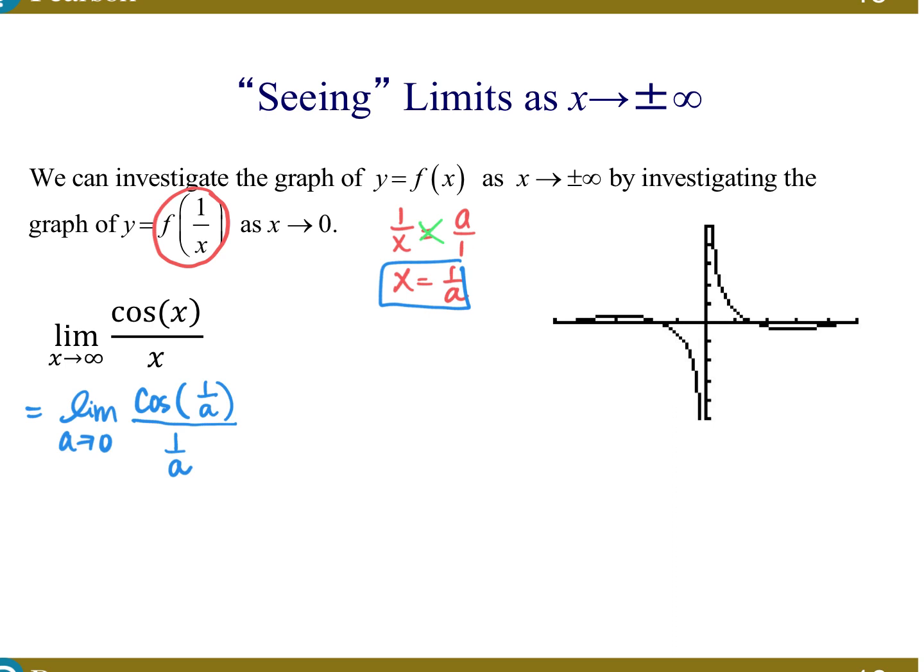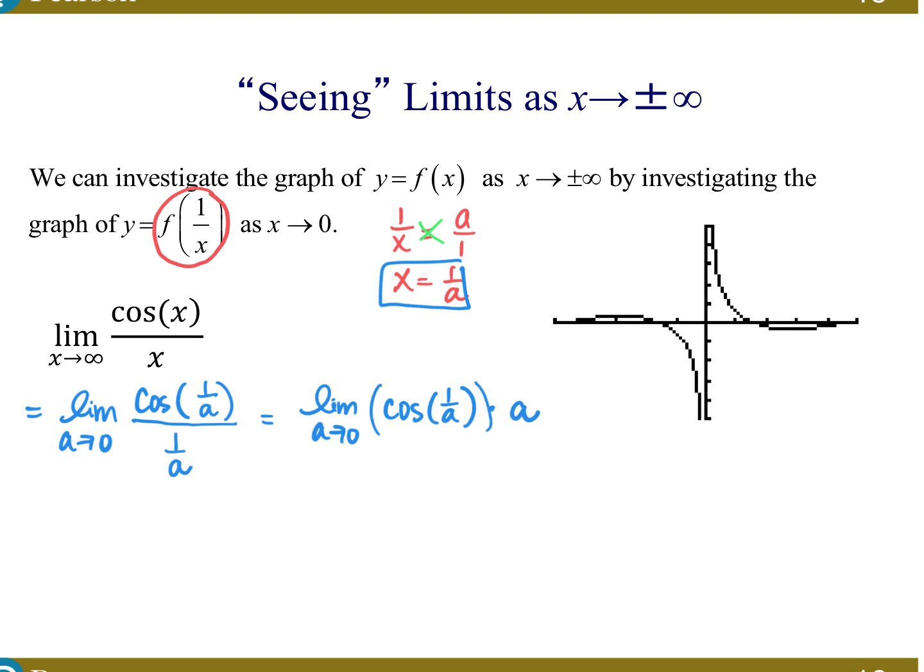All right, so see how I did that? Okay, so what does that look like algebraically? Now we have the limit as a approaches 0 of the cosine of 1 over a, and then divided by a fraction, which is the same thing as multiplying by the reciprocal. So that's multiplied by a instead of divided.